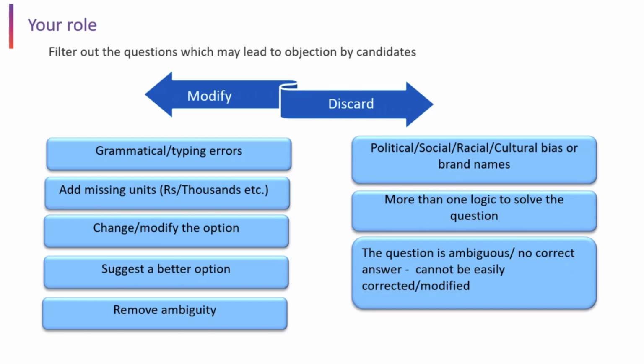You can modify the question when you feel there is any grammatical or typing error that is quite obvious. You can make the changes. You can modify the options if you have a better suggestion for the distractors or for the right answer. You can also remove ambiguity if there is a possibility that there is more than one logic to solve the question, and it could not be properly understood by the candidates. You can modify the question completely.